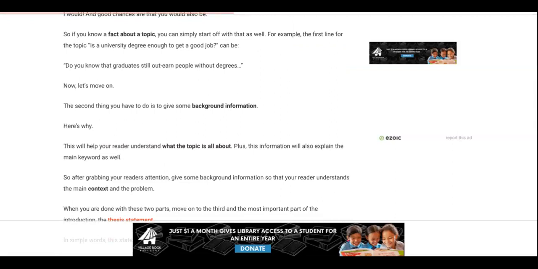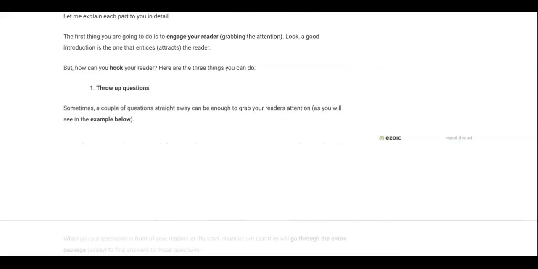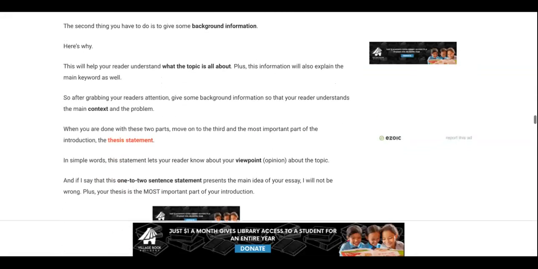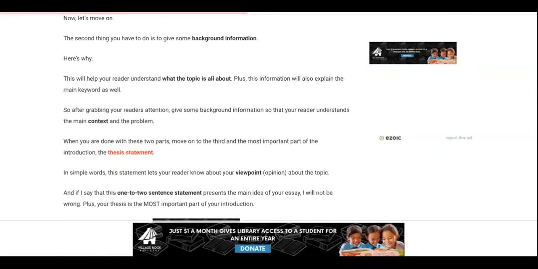Right. Now the second thing that you're doing in your introduction is your background information. So you're giving your background information, and this will help your reader understand what the topic is all about. Plus this information will also explain the main keyword as well. Now what is the main keyword?